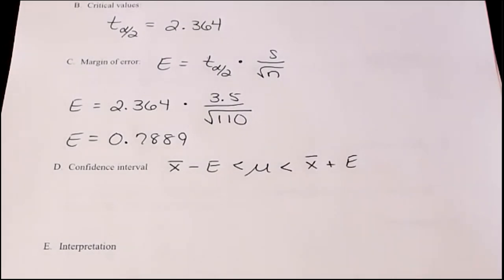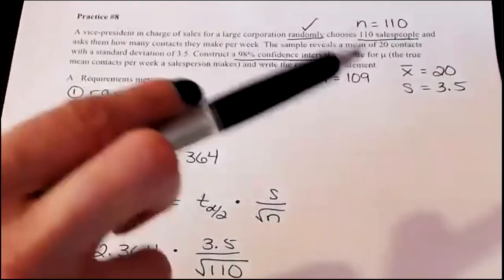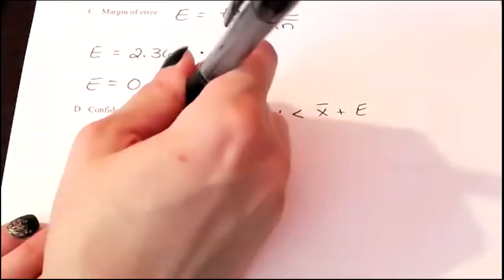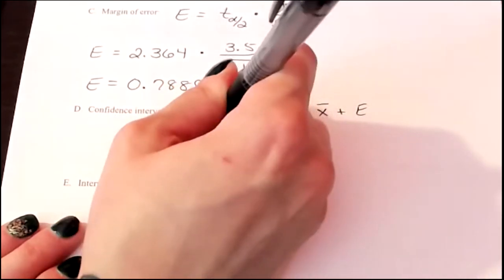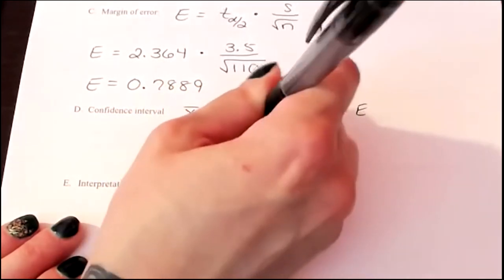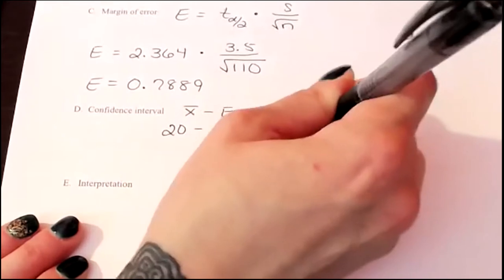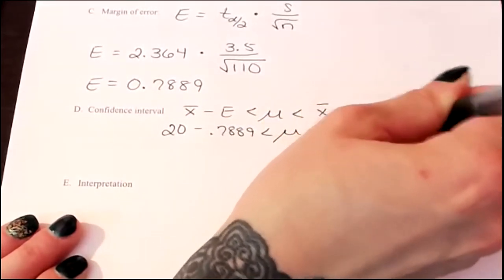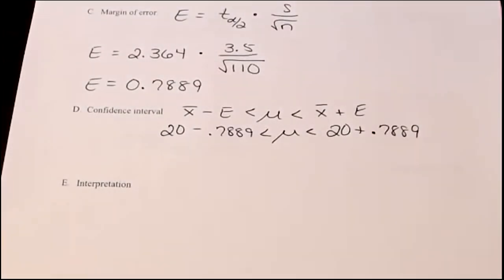So we're essentially just going to fill in these values. We know from the word problem above that our sample mean is 20, which is nice. We write all this information down as soon as we see it. So our sample mean is 20, and the margin of error is 0.7889. So we're just going to go ahead and fill this in and calculate our values. We want to round our answers to 3 places after the decimal.